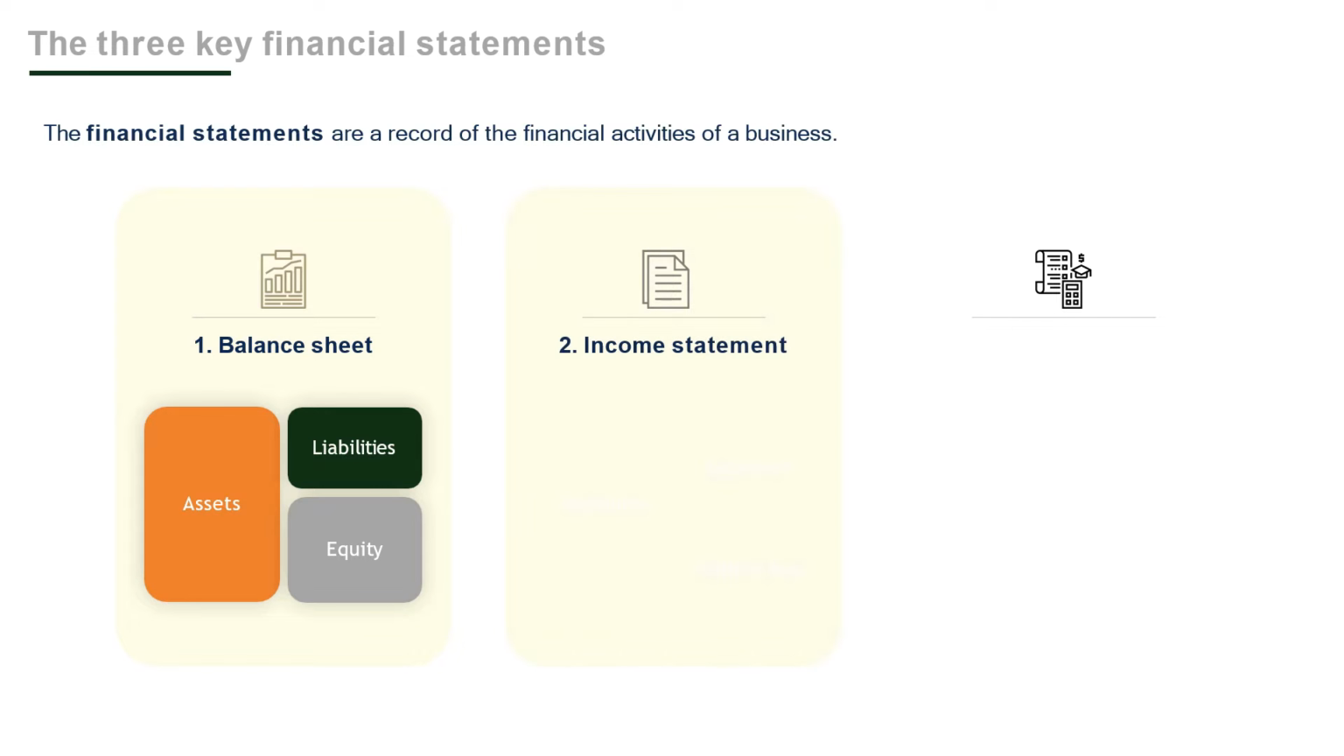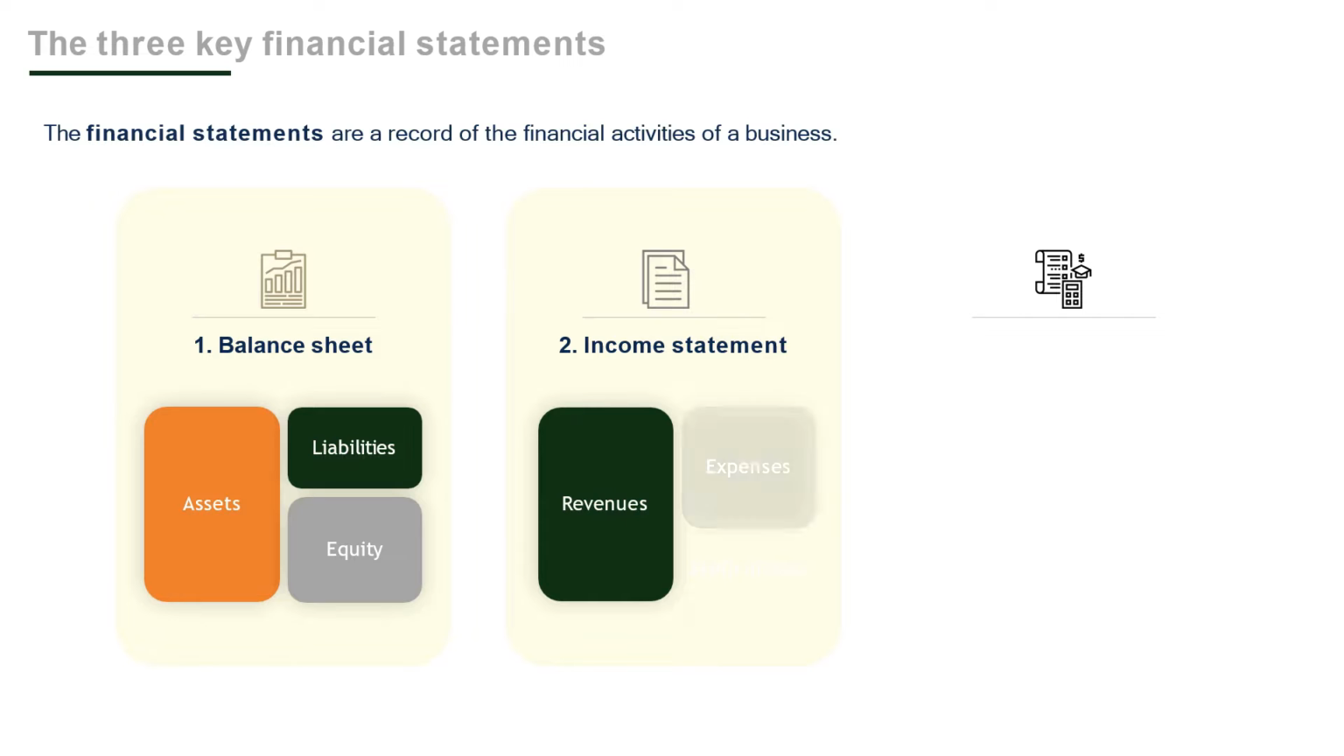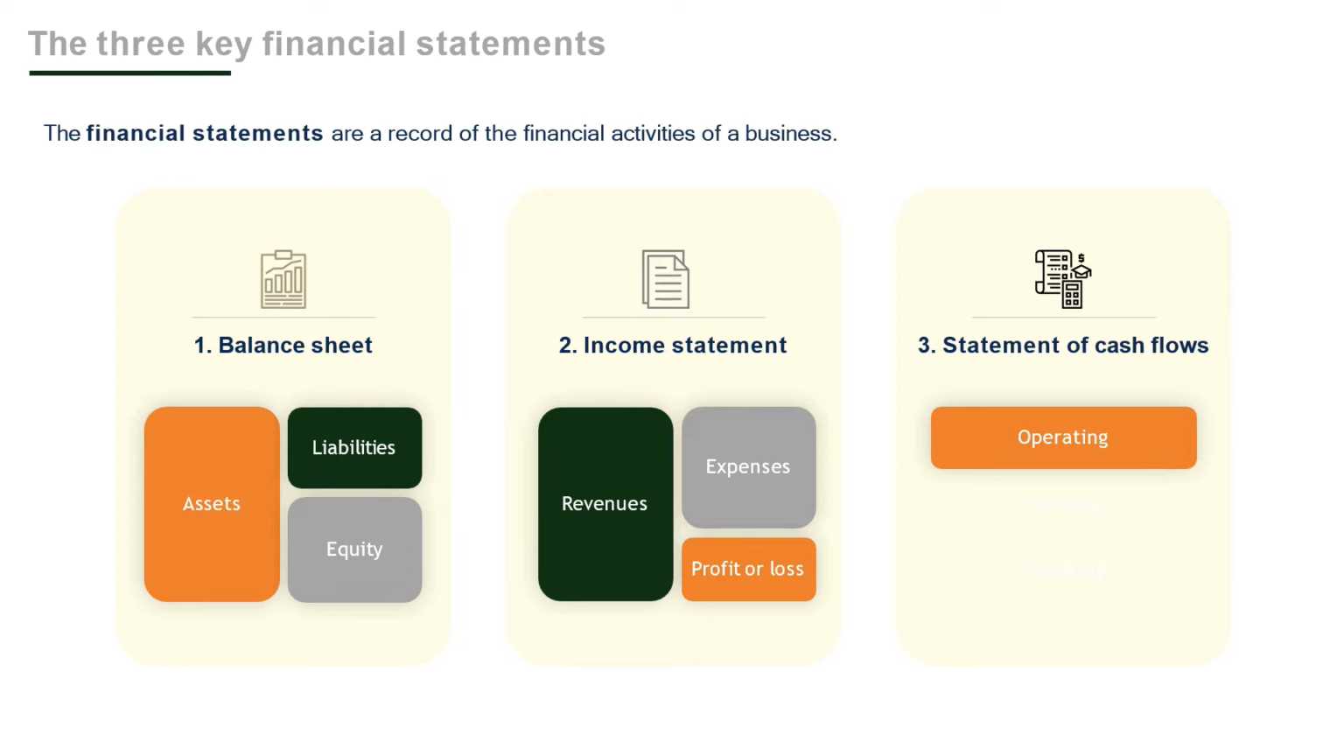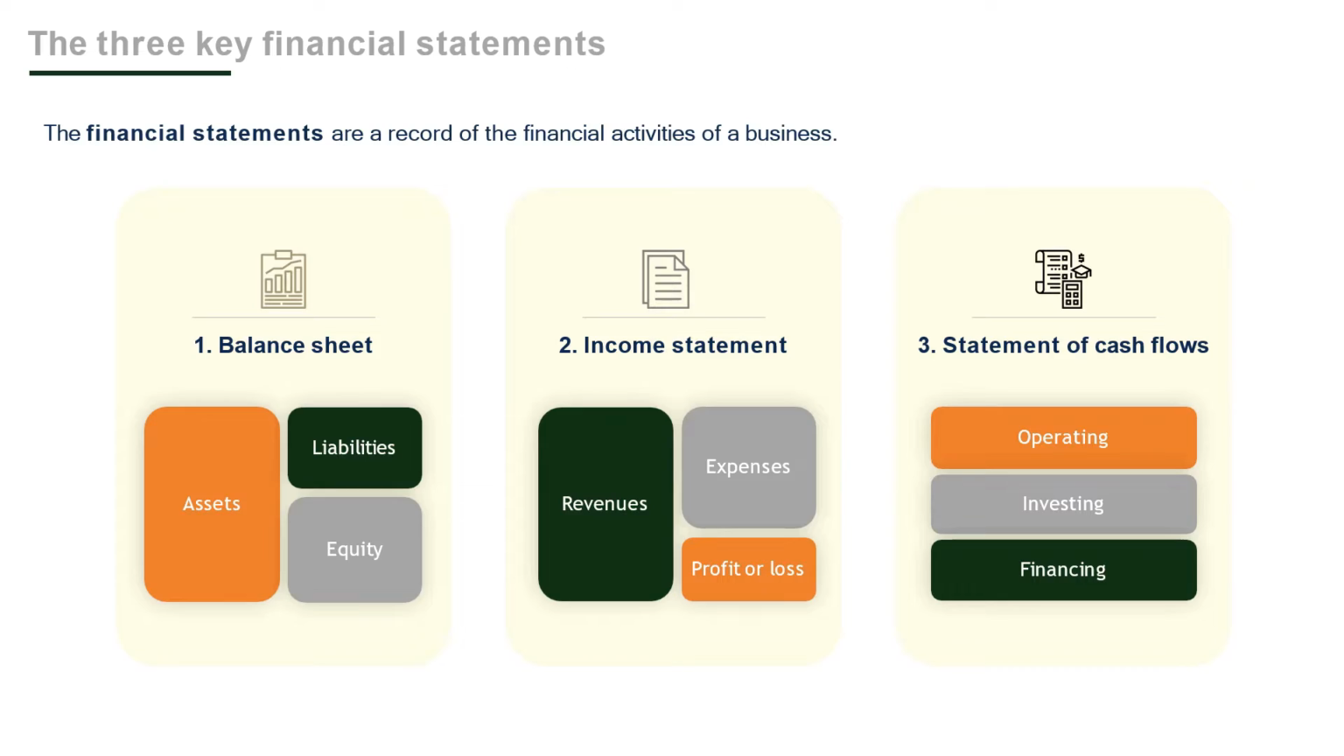The income statement, also known as the statement of profit or loss, shows what a company has earned as revenue, what it has paid as expenses, and what the resulting profit or losses are over a certain period of time. The statement of cash flow, or the cash flow statements, show the actual cash movement in the business. It shows how much cash a company has brought in or how much it has paid out, organized into three categories: cash from operating activities, cash from investing activities, and cash from financing activities.